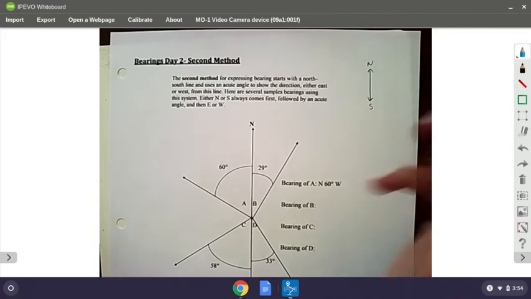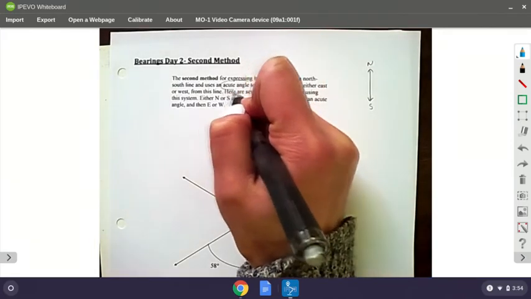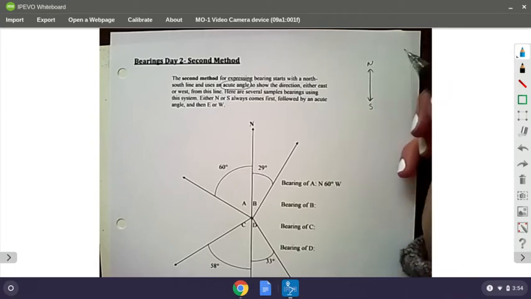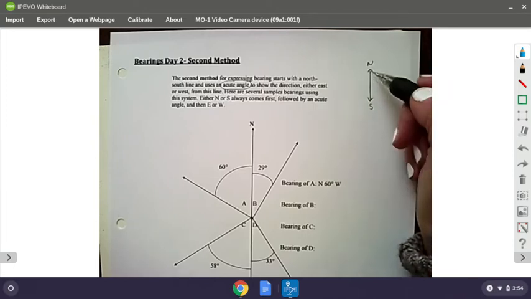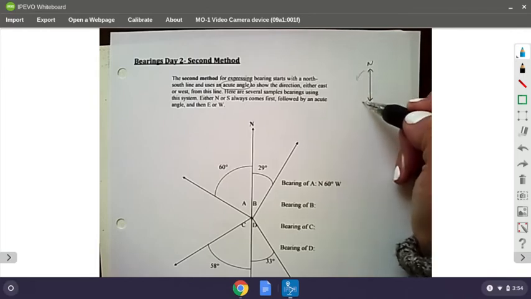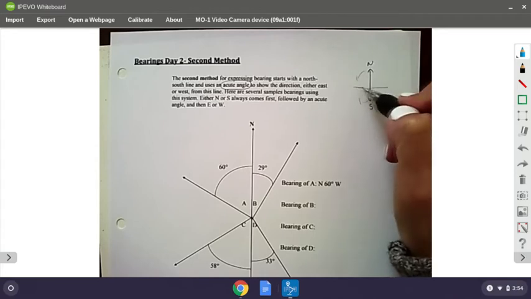And this method always uses an acute angle, so an angle that's less than 90, to show the direction. This is different from the first one that we did, because that one you could have something like a 300-degree angle. It was any angle, always in the same direction, always clockwise. This one is a little bit different because all the angles are always acute, and you're always coming from north or south, and it's either going to be west of north or south, which would be this direction, right?